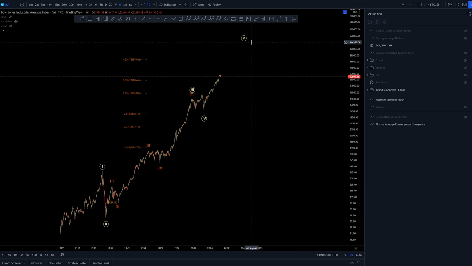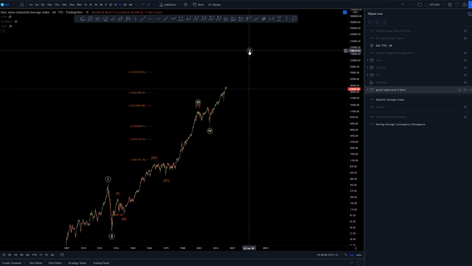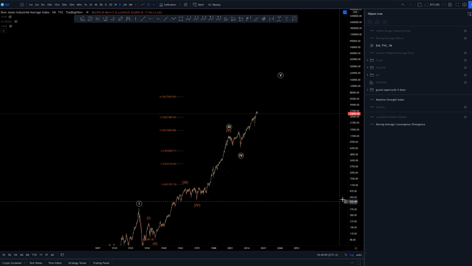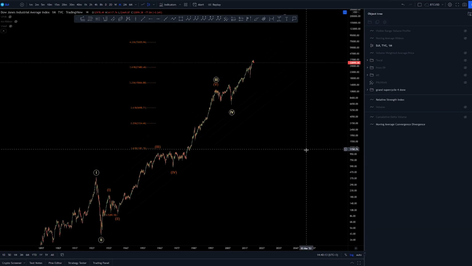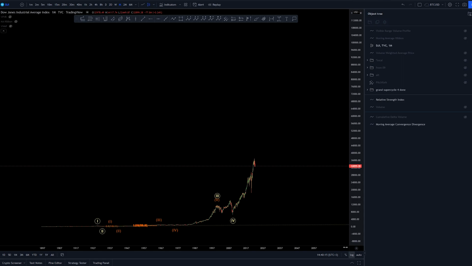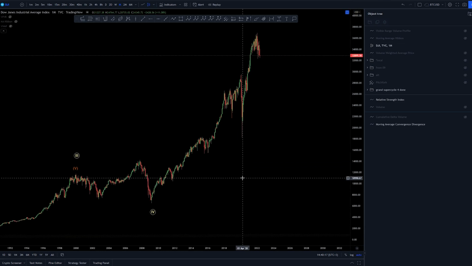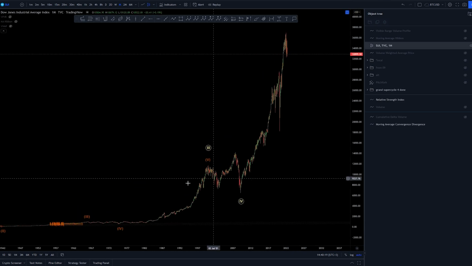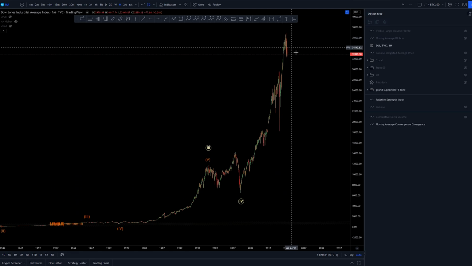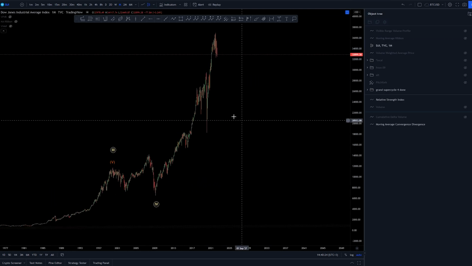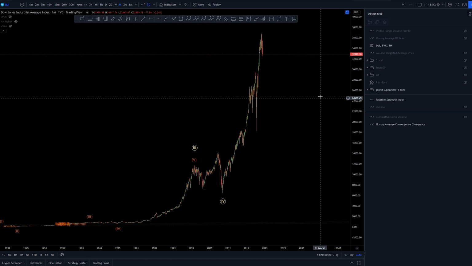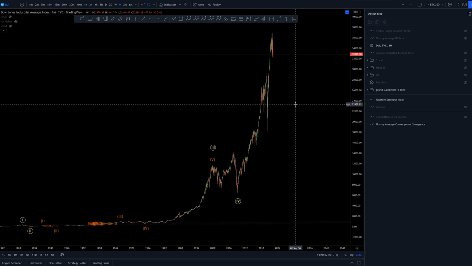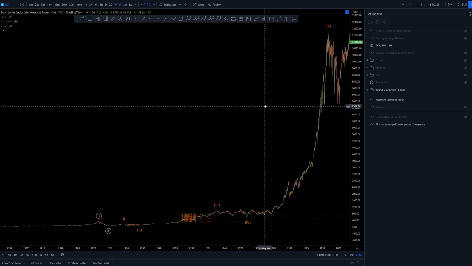Whether it is this Grand Supercycle 5 or something else, I'm thinking overall some kind of a correction is definitely in order. Even in arithmetic scale we can just see how much this has been pumping, and currently the 5th wave. Is this the end of the 5th wave, or close to the end of the 5th wave, or is this just the first leg of the 5th wave?